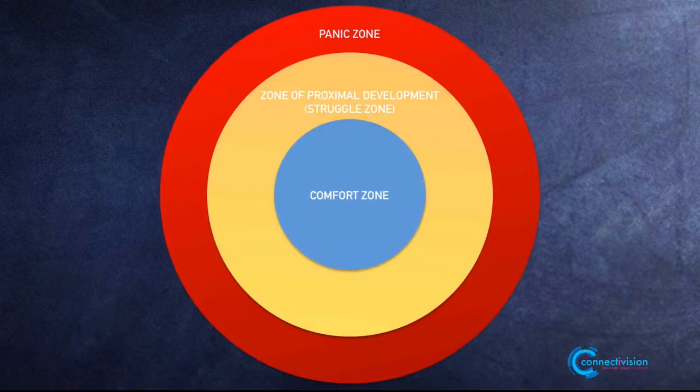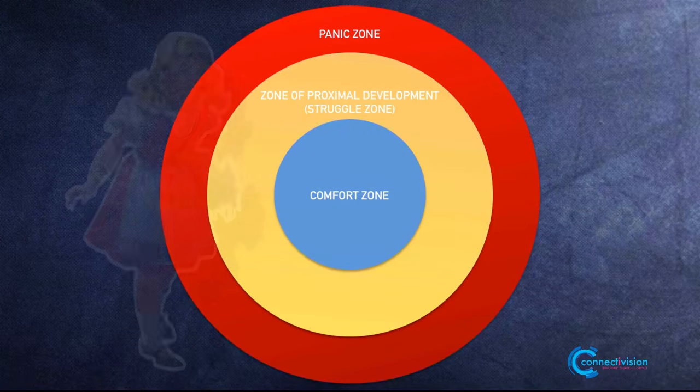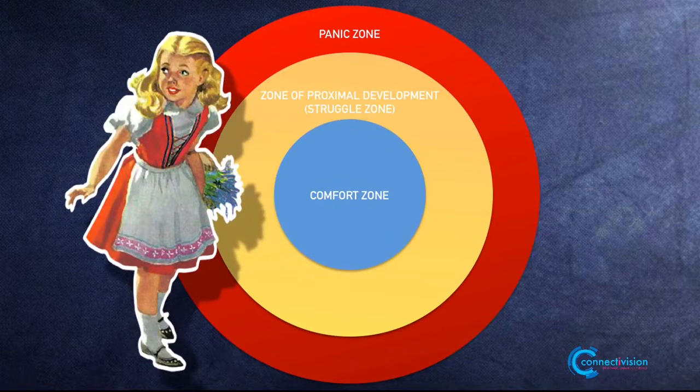This area has been termed the zone of proximal development. It's also known as the struggle zone or the Goldilocks zone because it's not too easy and it's not too hard, it's just, yeah, you get it. You can also look at it this way.